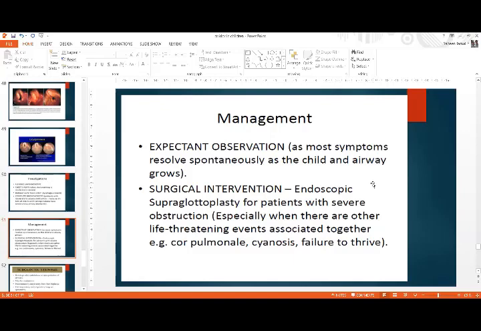But in severe cases, surgical intervention may be required. That is endoscopic supraglottoplasty for patients with severe obstruction, especially when there are other life-threatening events associated, like heart failure, cyanosis, and failure to thrive.